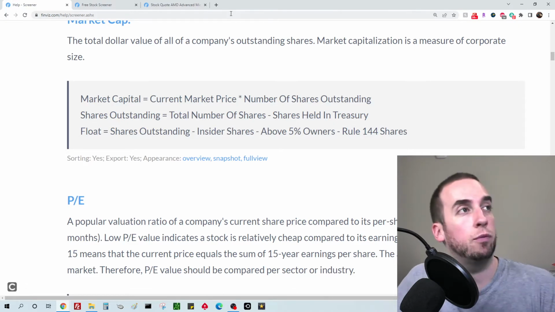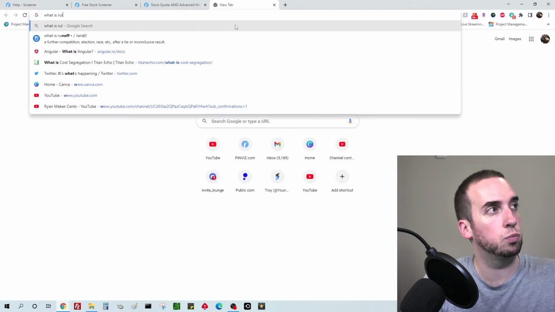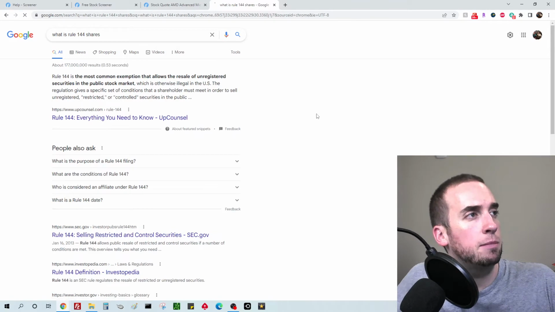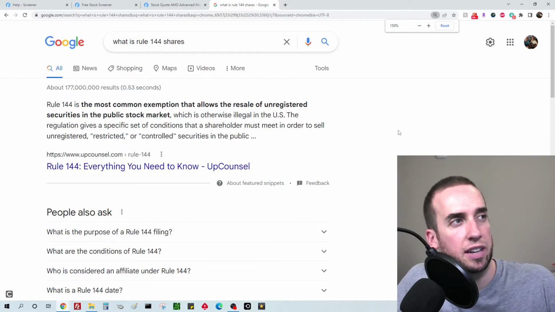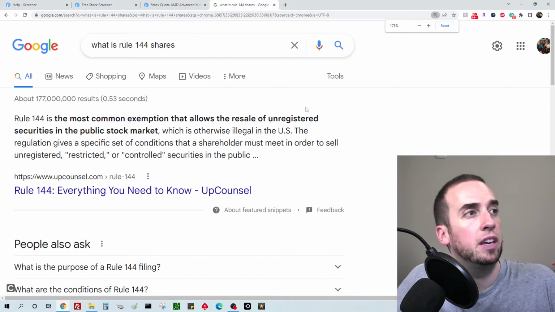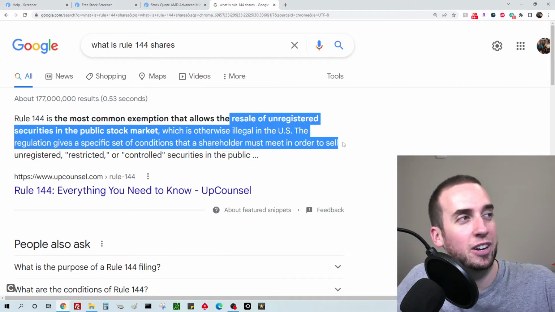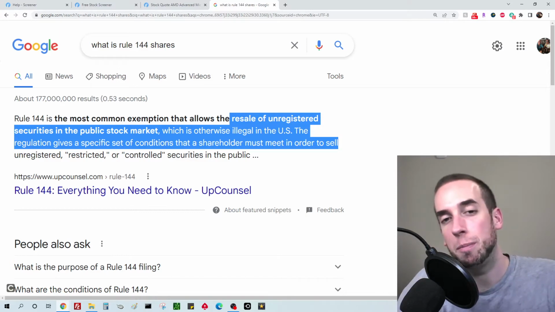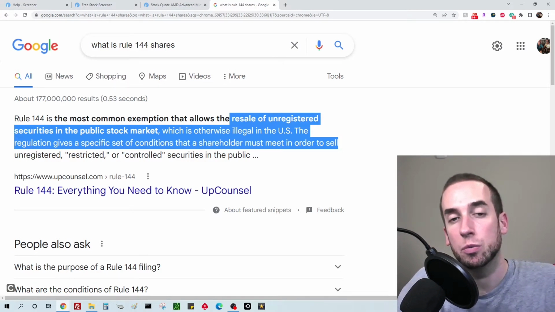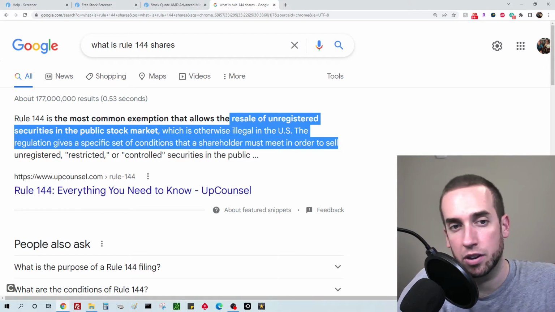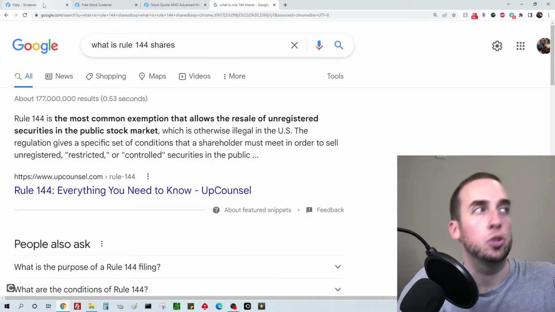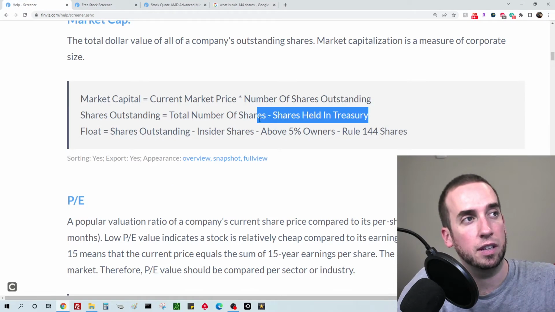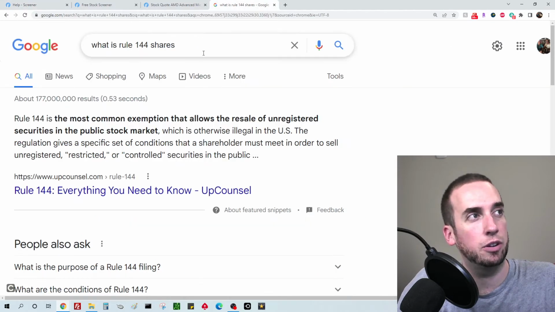Again, rule 144 shares. Let's just look that up. What is rule 144 shares? Okay, it is the most common exemption that allows the resale of unregistered securities in the public market, which is otherwise illegal in the US. The regulation gives a specific set of conditions that a shareholder must meet in order to sell unregistered, restricted, or controlled securities in the public market. Sweet. Okay, so we learned what Rule 144 is. Let's look at what shares held in Treasury.